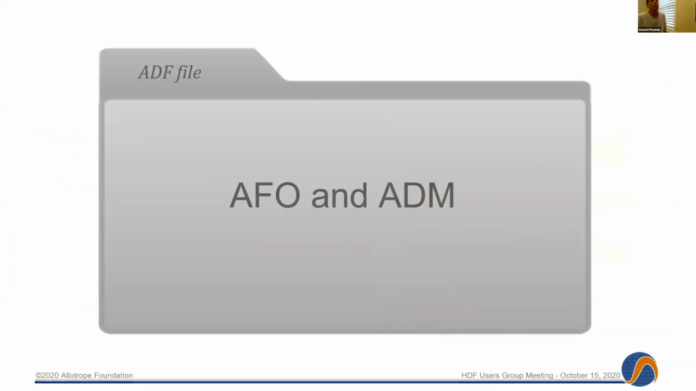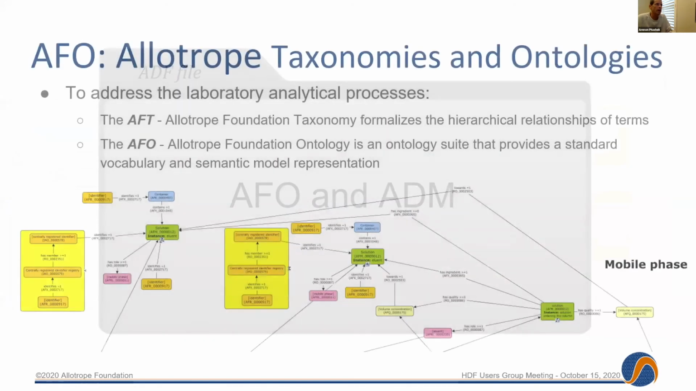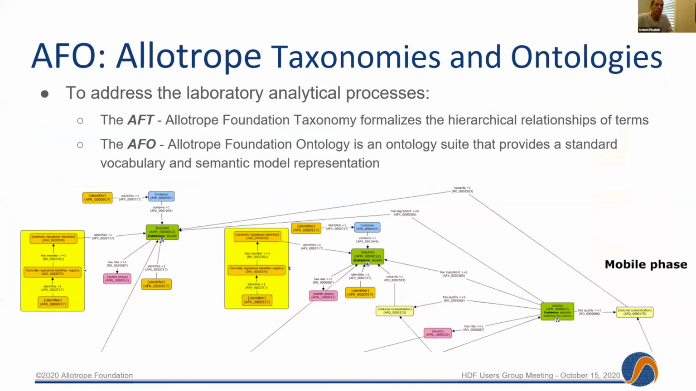So now that we are already expert in ADF file, I can go into the AFO, the ontology, and the models. How do we actually create interoperability using the ADF file? So you see here an example of a chromatography process, and you see just a sub-graph of the total RDF graph. It's a mobile phase of chromatography.